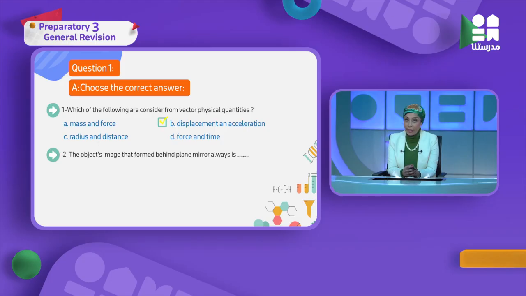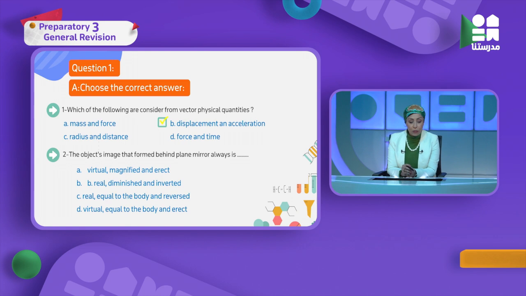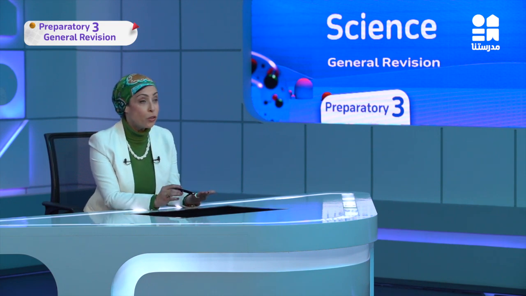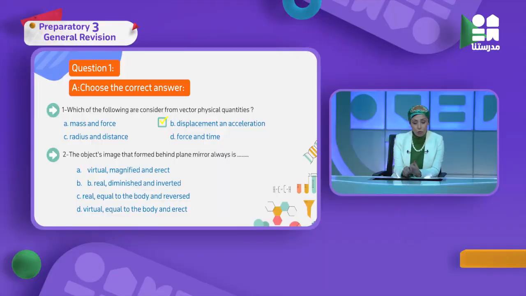The image that forms behind the plane mirror is always what kind? Of course all of you can answer it, the kind of the image. But let's see the choices. It is virtual, magnified and erect; real, diminished and inverted; real, equal to the body and reversed; or virtual, equal to the body and erect. We all know that in the plane mirror the image is equal in size, virtual, and laterally inverted. So which one do we choose? Of course the last choice, which is D: the image is virtual, equal to the body and erect.